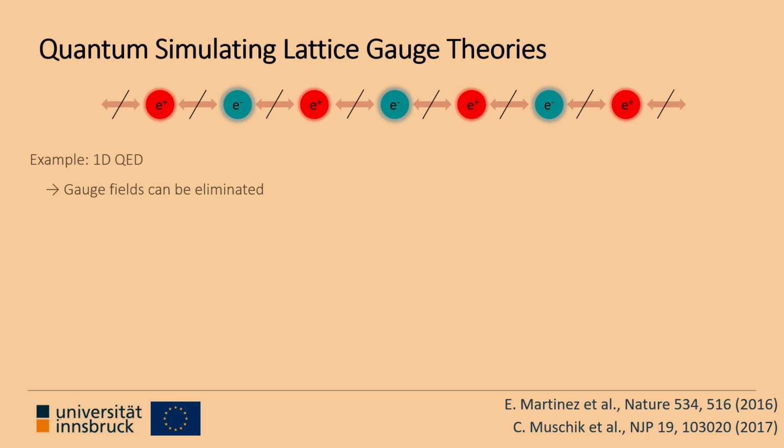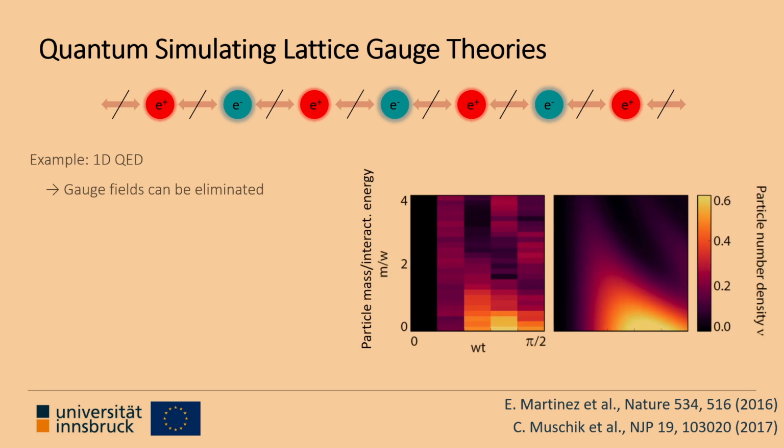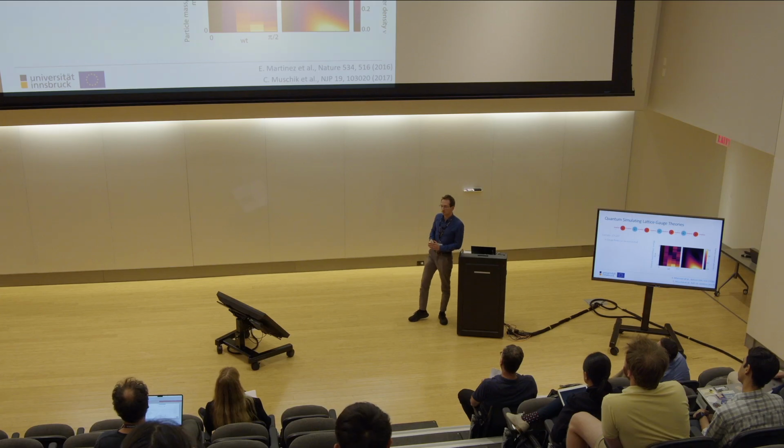And realizing this is what allowed this early simulation of 1D QED done in Innsbruck, where what was done is prepare the vacuum state, which is not actually the ground state of your model, let it evolve over time, and see the creation of particle-antiparticle pairs out of that vacuum. And you see how that changes with the mass of these particles.